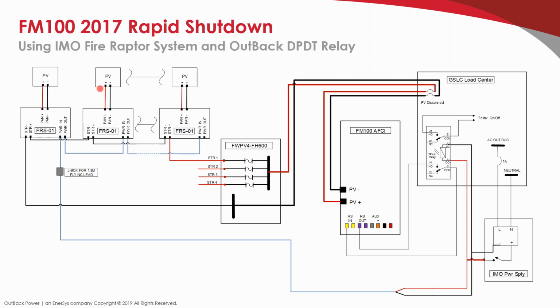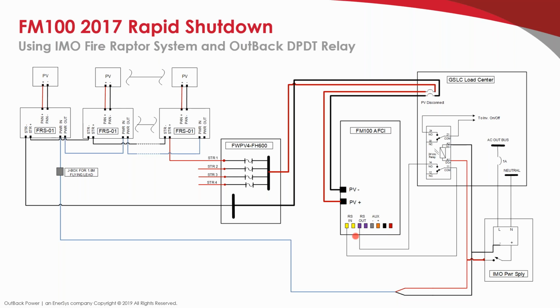So you'll be shutting down your fire raptor modules at the array, as well as the charge controller at the same time. And then again, optionally, if your jurisdiction requires you to shut down your inverter during a rapid shutdown event, shut down the output of the inverter, you can also connect your inverter to the same relay. So without installing a third part, you can connect your inverter to the same relay to de-energize the inverter as well. And of course, same concept here.